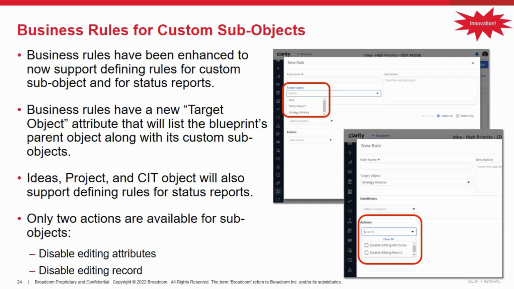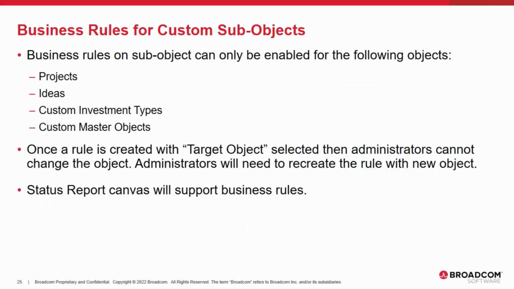If you are selecting the sub-object in this target object field, then only two actions will be possible against it: either the disabling of editing of specific attributes or disabling of the entire record. Business rules on sub-objects can be enabled for the following objects: projects, ideas, custom investment types, and custom master objects.